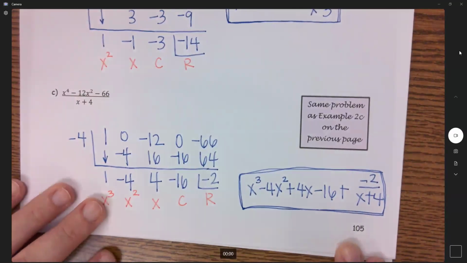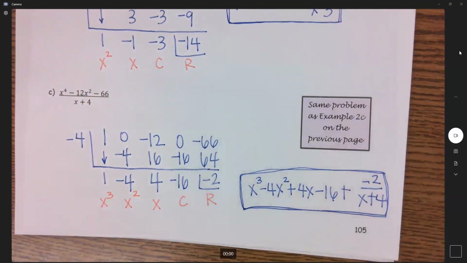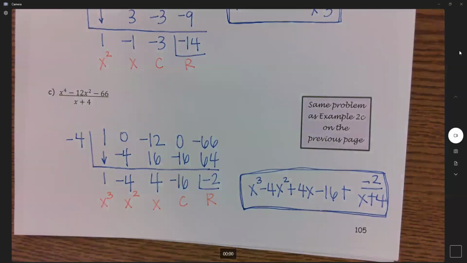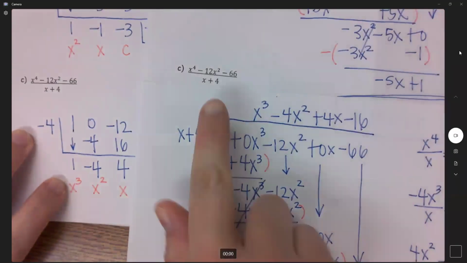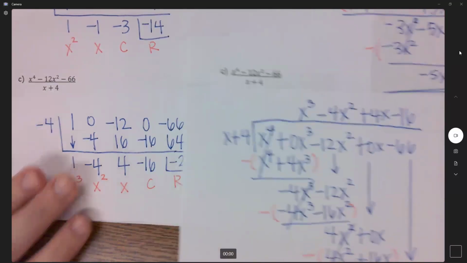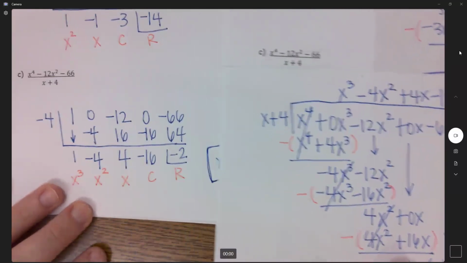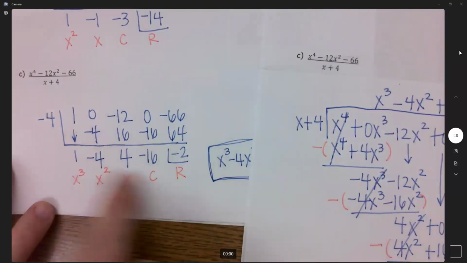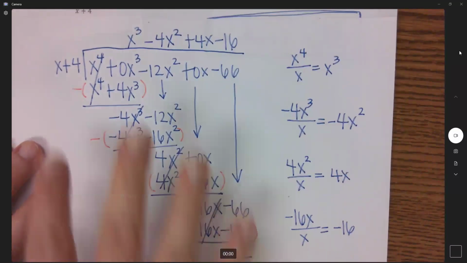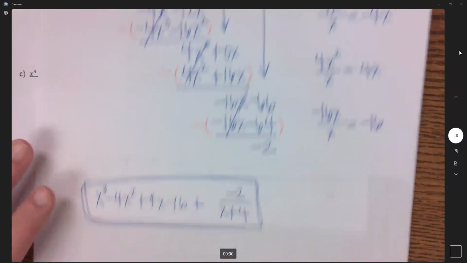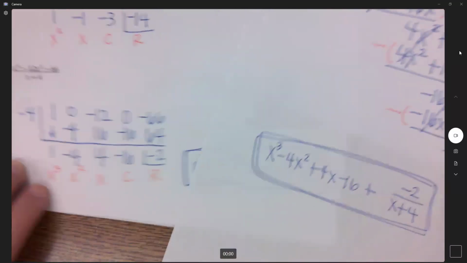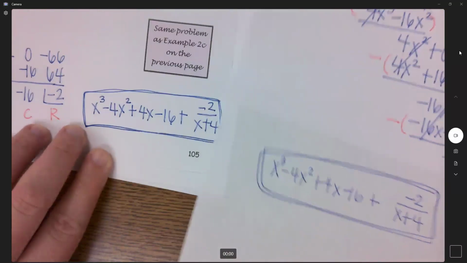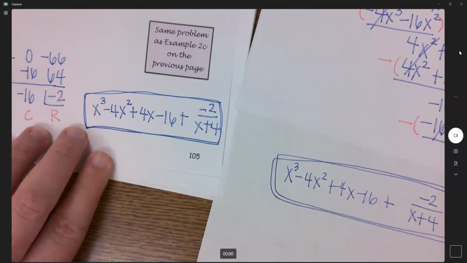Now I have this note in here that this is the same problem that we did on the previous page in number 2C. So you can see which one is a better process or a quicker process. Definitely this one versus all of this right here. But we did still get the exact same answer on both of those problems.